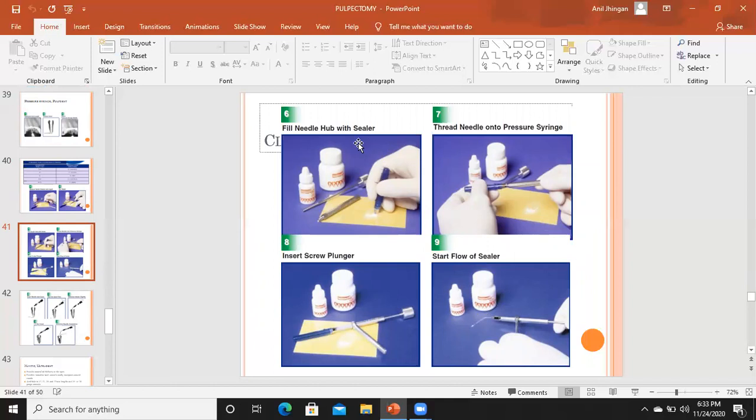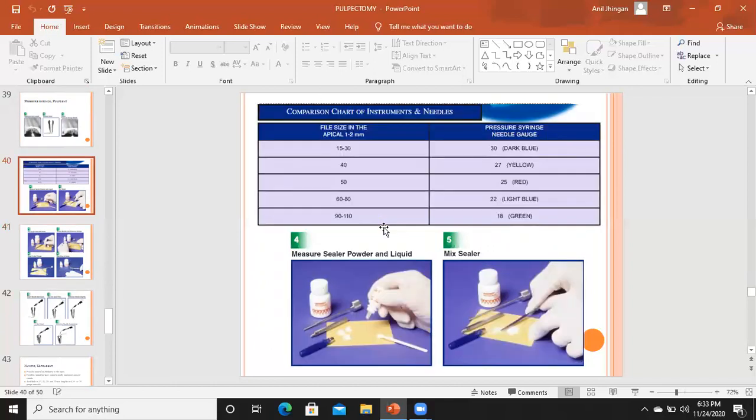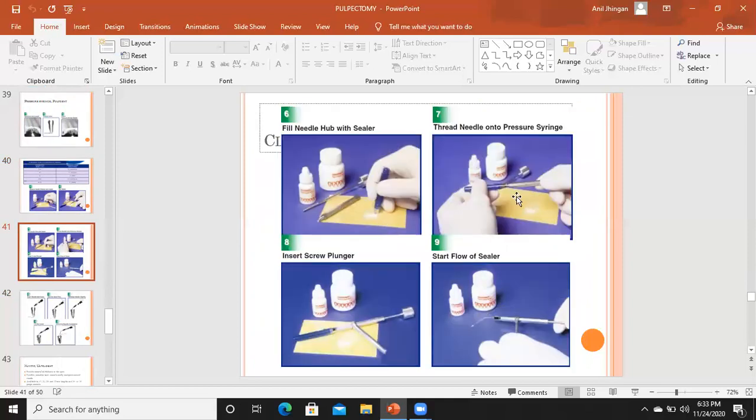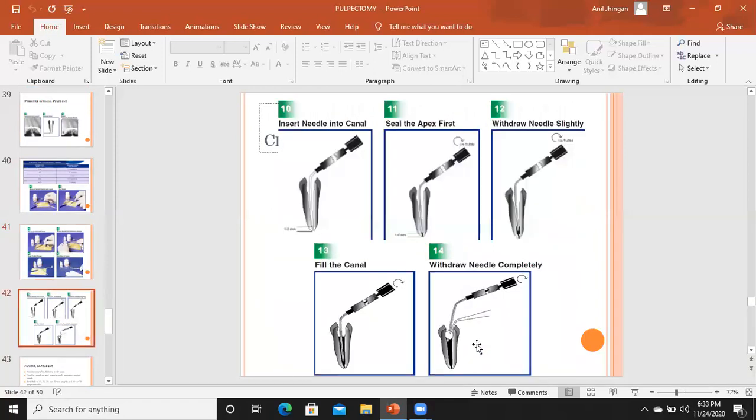Now, fill the needle hub with sealer. This is the procedure for doing that. You have to mix the material and fill it in the pressure syringe and insert the screw plunger. The material will start flowing out. Now, once you put the needle into the root canal, you have to pull out the needle from the root canals while filling it in the apical direction.